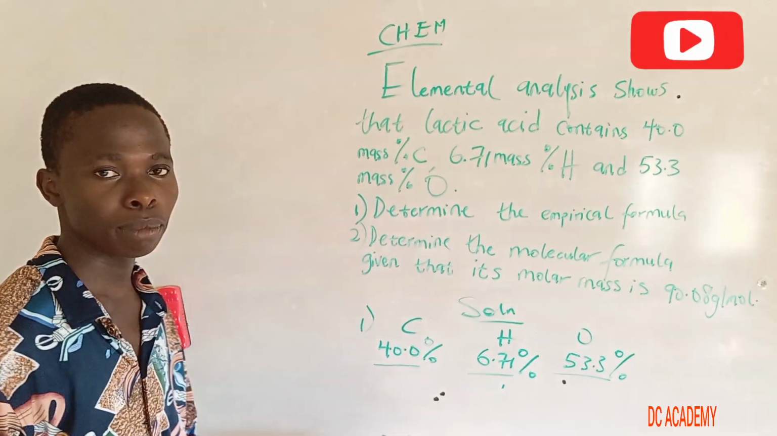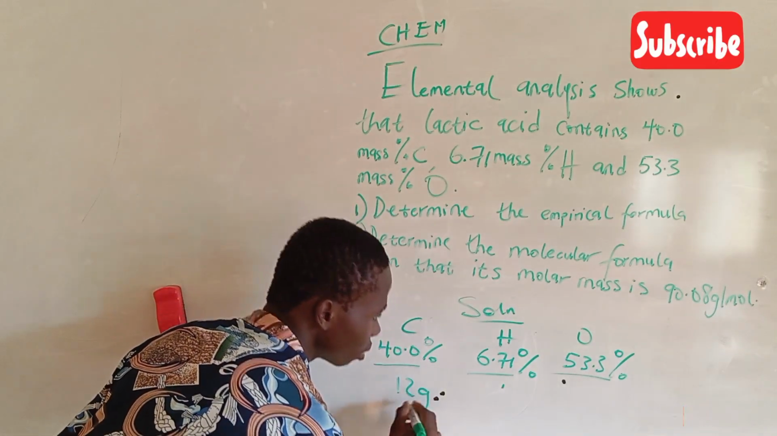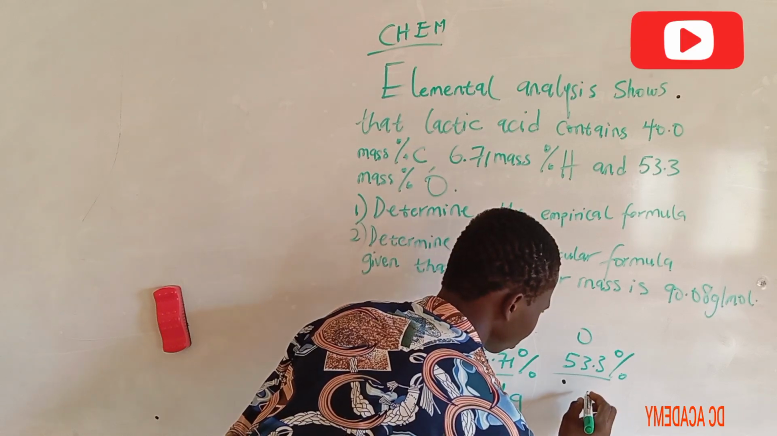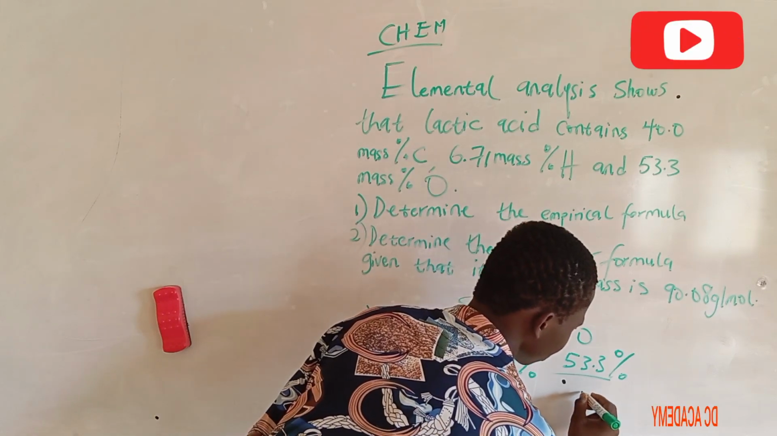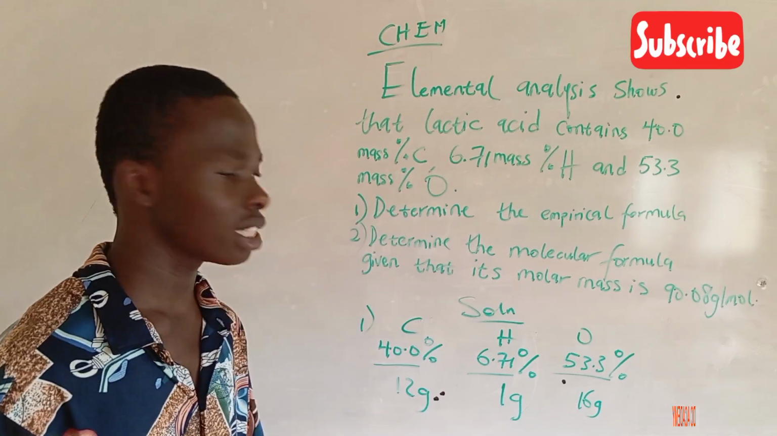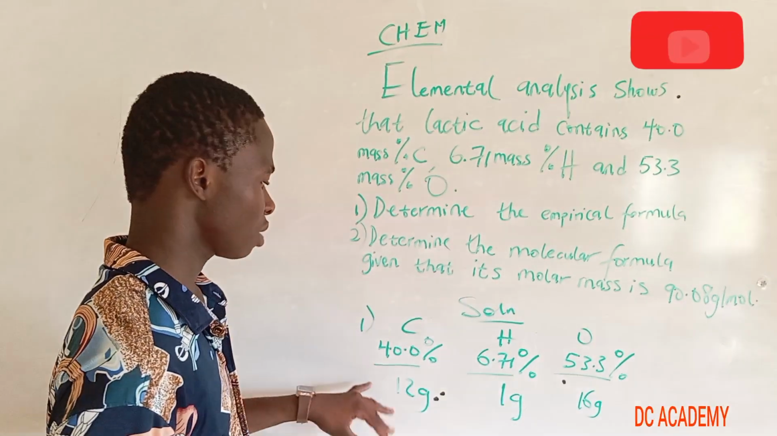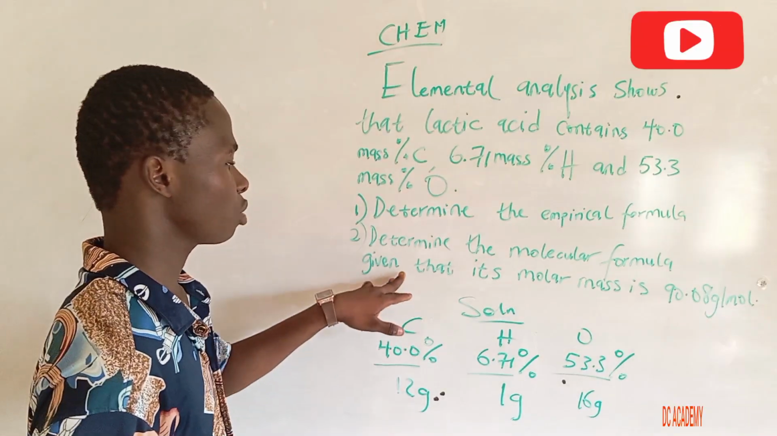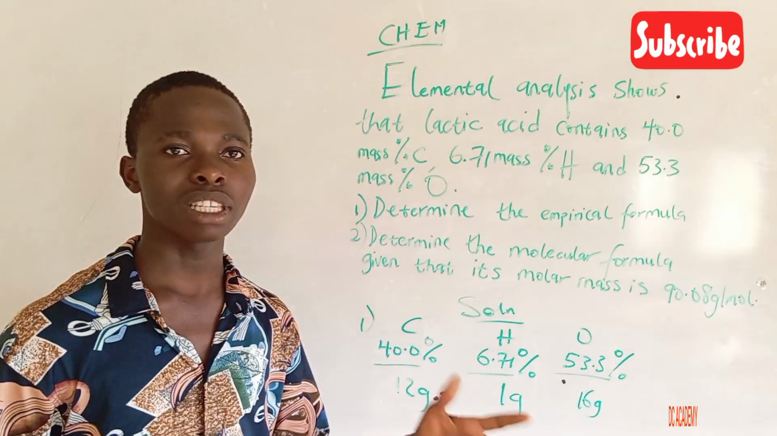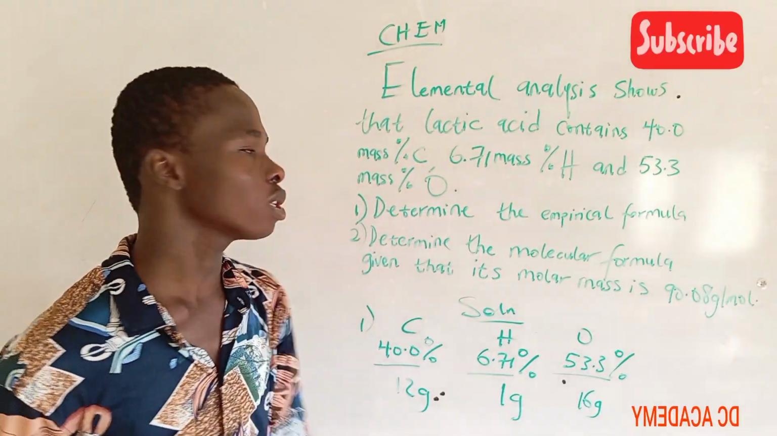Carbon has an atomic mass of 12 grams, hydrogen has 1 gram, and oxygen has 16 grams. In some cases, they may give you a specific figure to use as your atomic mass. Maybe they tell you to use oxygen as 16, maybe 15.9999. Please use it like that.